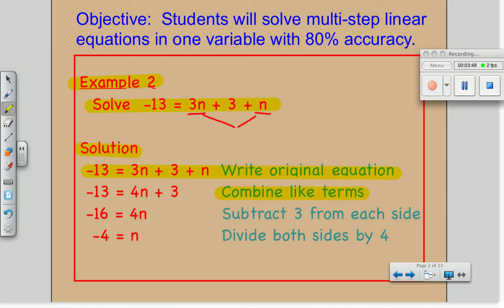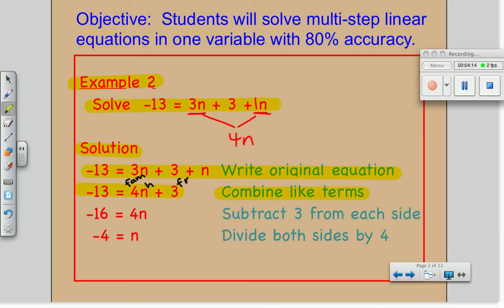So we have 3n and n. So 3, and the invisible number here, remember, is 1. 3 plus 1 is 4, so we have a total of 4n. So after combining like terms, we have negative 13 equals 4n plus 3. So who do we have here? I'm just going to put abbreviations now. We have our host, we have our family, and we have our friends.